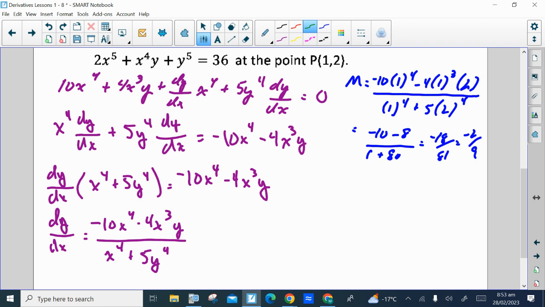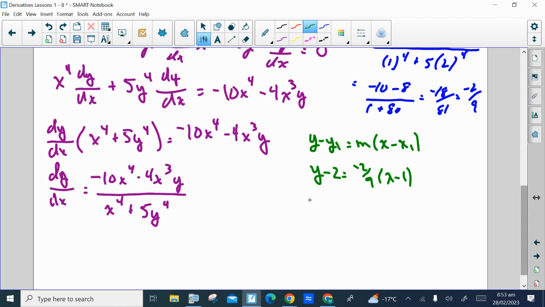And if we use point slope, we've done it this way. We've also done it using y equals mx plus b to find b. Again, the point of tangents use the point 1 comma 2, so it'll be y take away 2 equals negative 2/9 bracket x minus 1. If you multiply both sides by 9 to get rid of the denominator, we'll get 9y minus 18 equals negative 2 bracket x minus 1. So 9y take away 18 equals negative 2x plus 2.